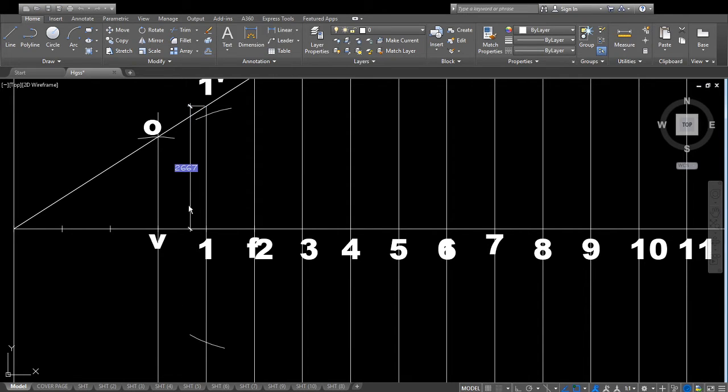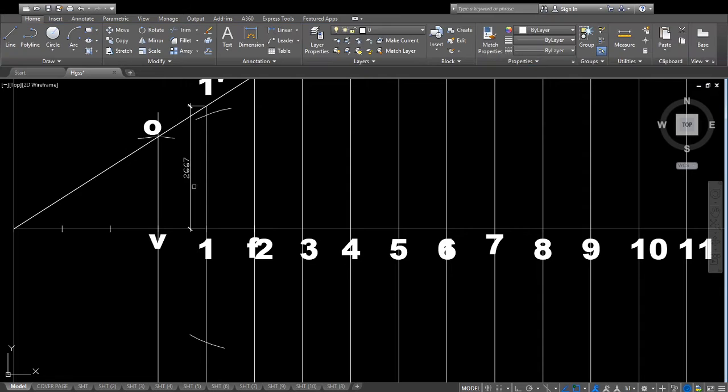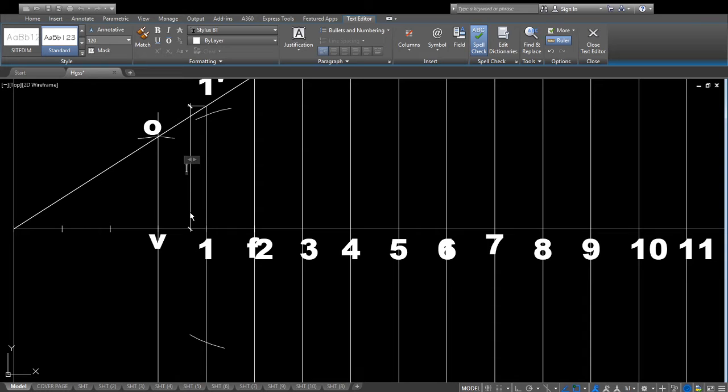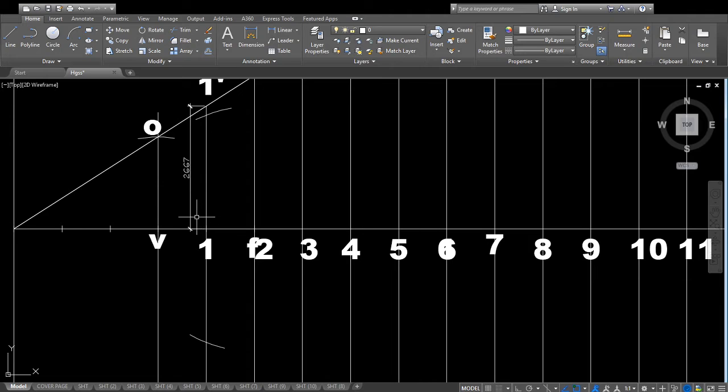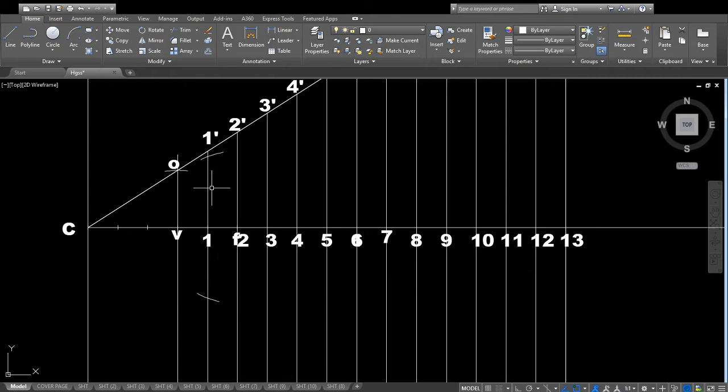Take away this measurement. Sorry, sometimes my system is a bit slow, so please bear with me. Now we have our arc here and here. This is 1, 1 prime. You come to F, you strike an arc above and below.